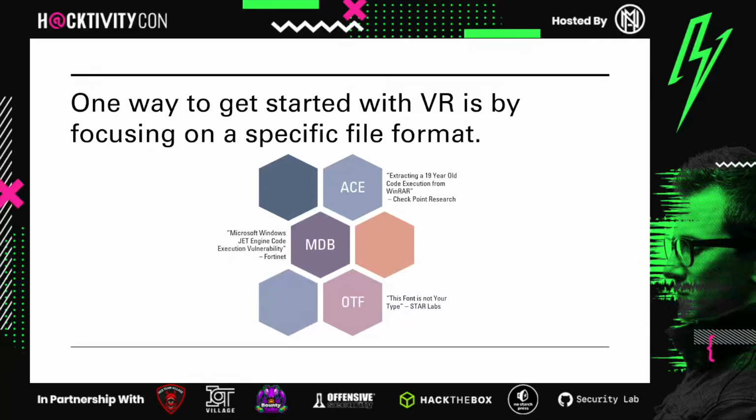One of the pieces of advice I got early on was to get started by focusing on a specific file format. For example, there are pretty good examples such as the ACE file format that allowed Checkpoint Research to find a code execution bug in WinRAR, or maybe even the MDB format, which is a kind of database format, through the Microsoft Jet Engine, which is a very well-researched piece of software. And of course, you might have more client-side facing stuff like font file formats that was done by Star Labs.